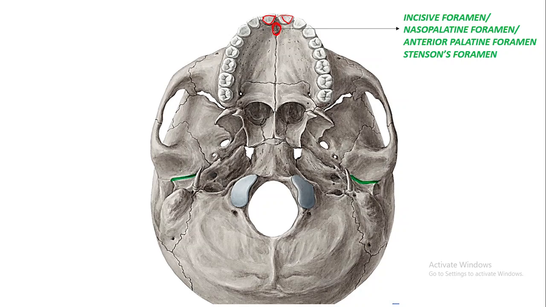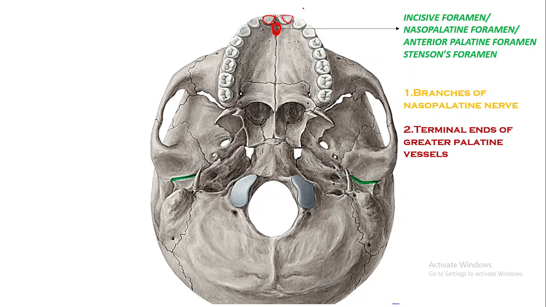So this is a single foramen which provides entry point for two canals. Foramen is single, but two canals take the entry point in this foramen. This foramen in oral cavity is covered with a bulbous fold of mucosa, which is called as incisive papilla. So the structures which pass through incisive foramen are the branches of nasopalatine nerve. So it provides the passageway for the branches of nasopalatine nerve. Nasopalatine nerve is a branch of maxillary division of trigeminal nerve, and the terminal ends of greater palatine vessels also pass through.